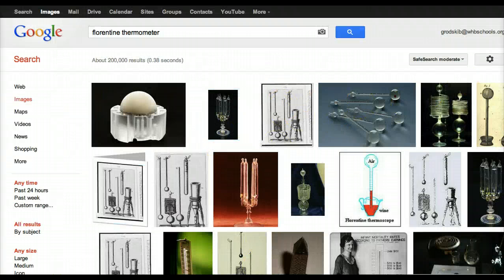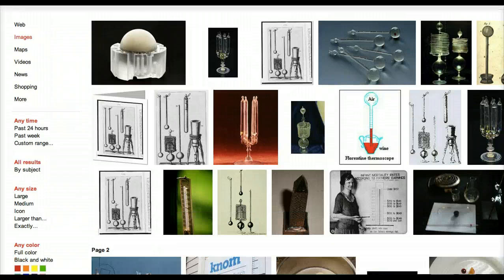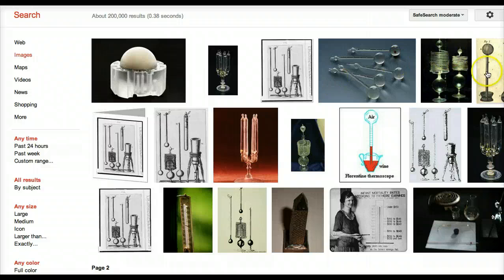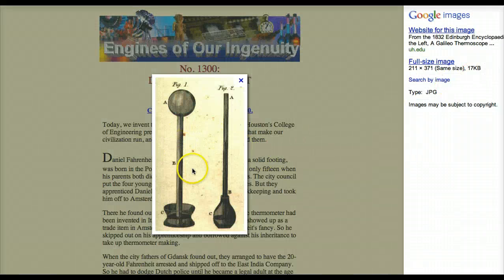And here's a bunch of different ones right off Google Images. If you look, they look very interesting. Let's just open up to say this one, and let's talk about it and how it works. Very simply, what they were was a jar filled with alcohol. Sometimes wine was used because, of course, alcohol's in wine. They had air, and basically you had a liquid level here.